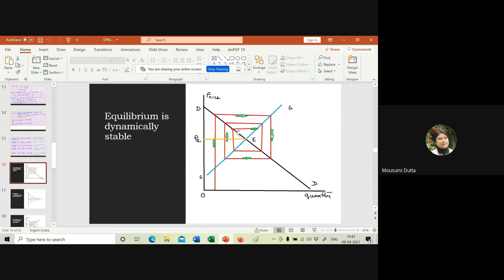I hope you are understanding. Again, it will fall to this level, excess demand, so it will go up to this level. Again, there will be excess supply, so it will move like this. And finally, this path moves toward the equilibrium price, PE. When we get this kind of price spiral, it is moving towards the equilibrium price.